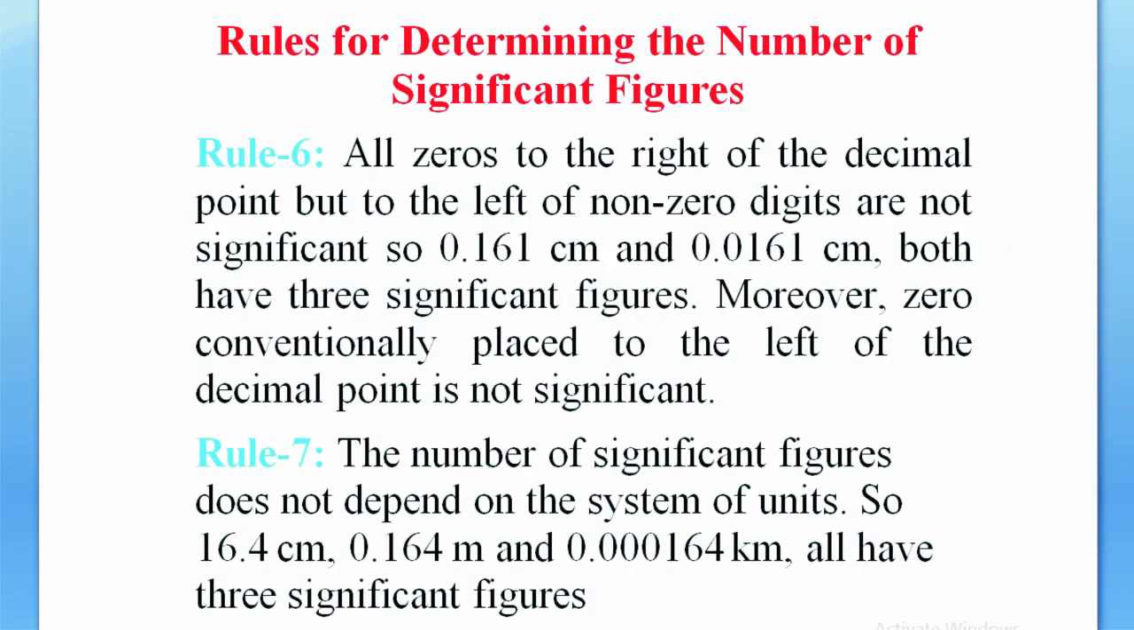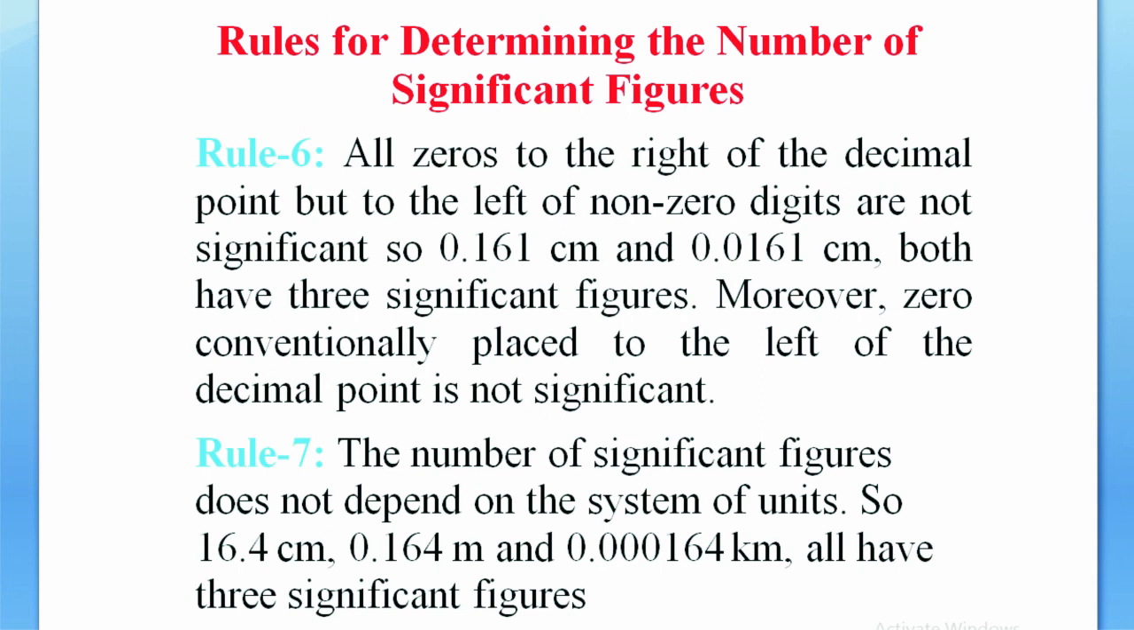Number 6. All zeros to the right of the decimal point but to the left of a non-zero digit are not significant. So 0.161 centimeter and 0.0161 centimeter both have three significant figures. Moreover, 0 conventionally placed to the left of the decimal point is not significant.